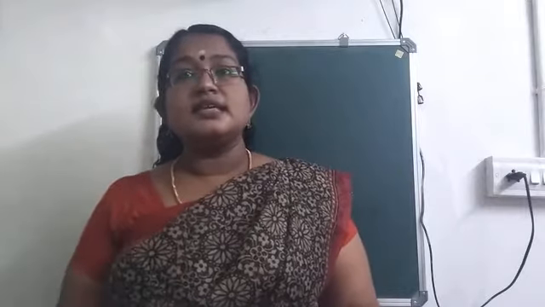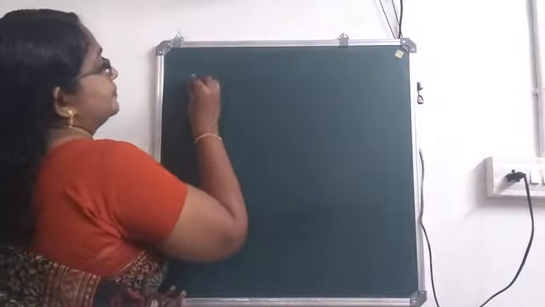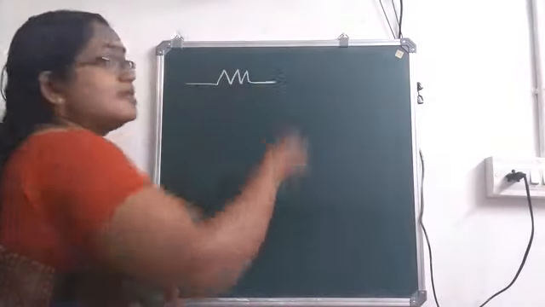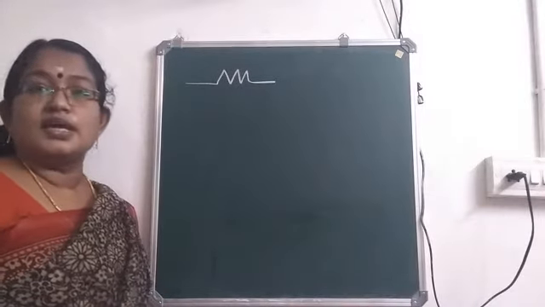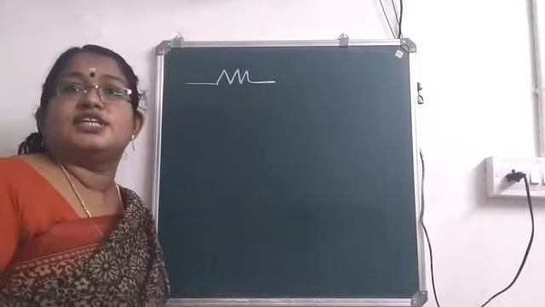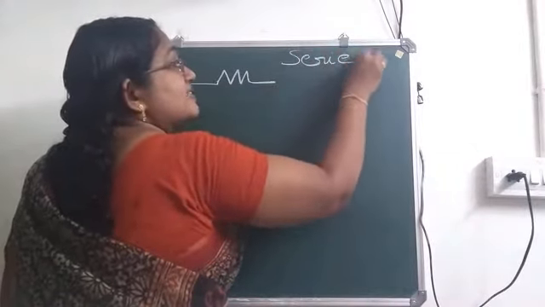Now, these resistors can be connected in two different ways. In series and in parallel. Do you remember the symbol for a resistor? This is the symbol for a resistor. First, we will be considering the series connection of resistors. It is known as series connection.